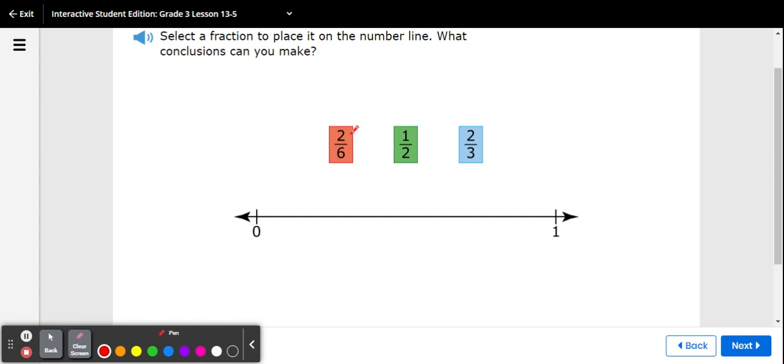So looking at this, I see 2/6 and 2/3, and comparing them the way that we have been, with those numerators being the same, I see that my 6 is more equal parts. So that means those parts are going to be smaller. So saying that I have 2 of these 6 is less than having 2 of the thirds. And we could look at that right here.